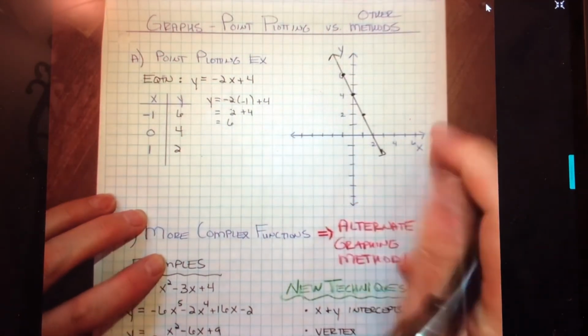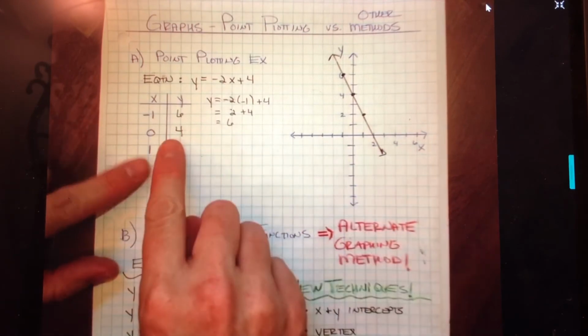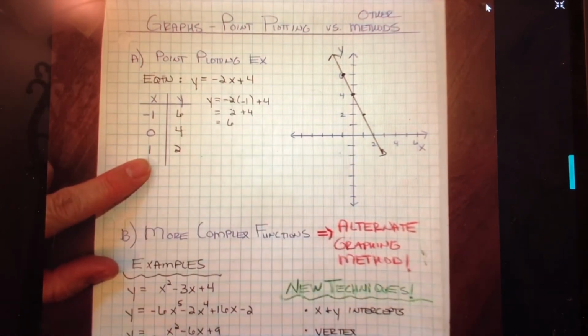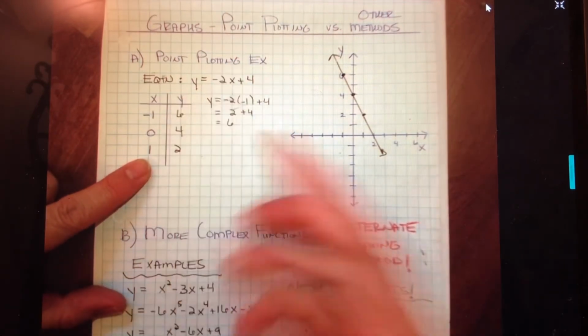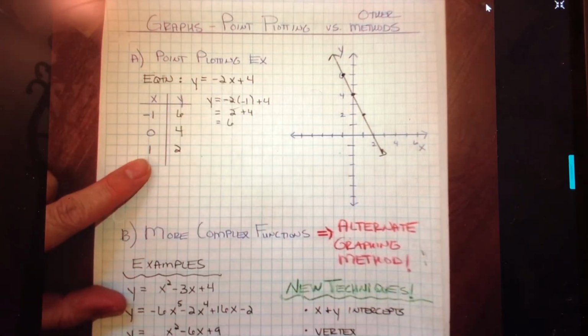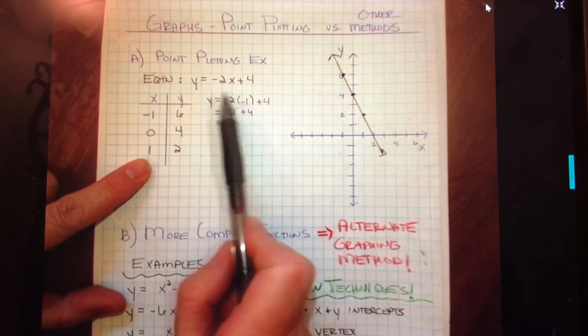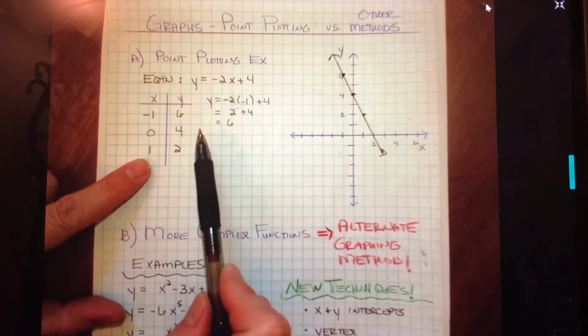Okay. So this is an example of using point plotting to create a graph. This is the challenging piece though. Is point plotting the best method or the best approach? If we have a simple function like a line, this wasn't bad at all.